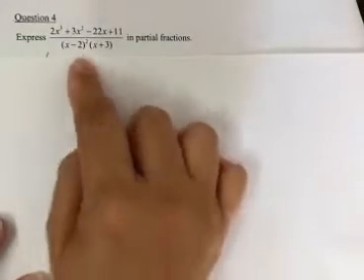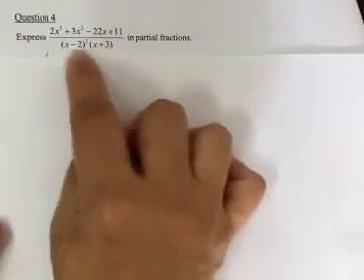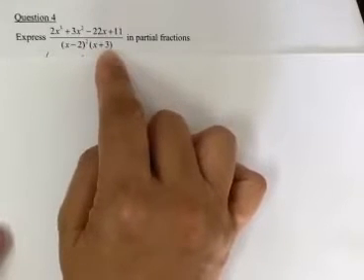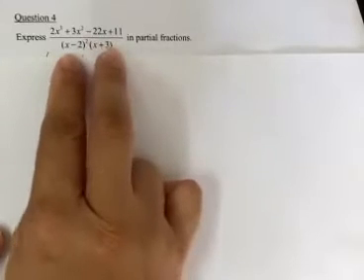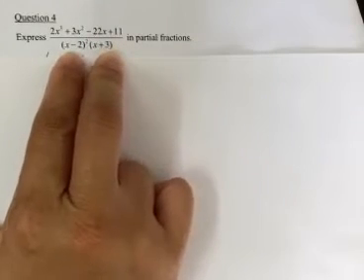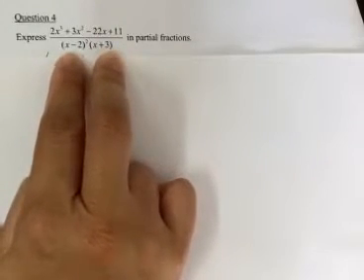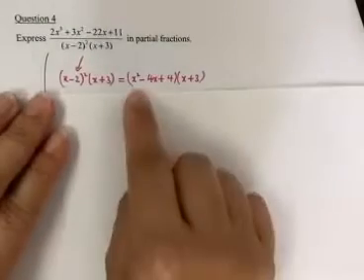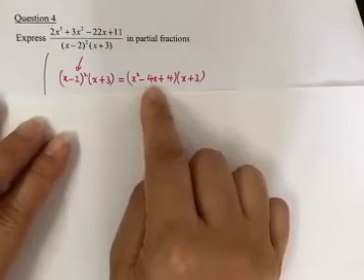For question 4, again, it may not be obvious whether this is a proper or improper fraction. So you might want to decide to expand the denominator. So you have (x minus 2) whole thing squared times (x plus 3). When you expand this, it becomes x squared minus 4x plus 4.